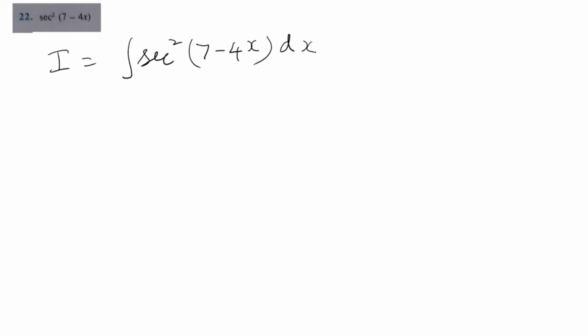The next question is we have to find integral secant square 7 minus 4x. So I is equal to integral secant square 7 minus 4x dx. We know integral secant square x dx is tan x. So integral secant square 7 minus 4x dx will be minus 1 by 4 tan 7 minus 4x plus c. So this is our I.